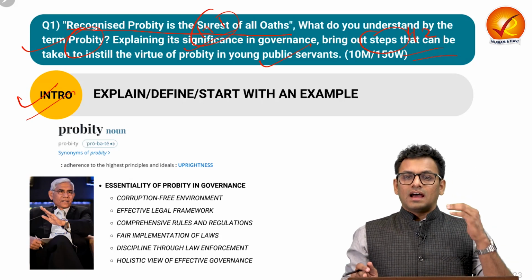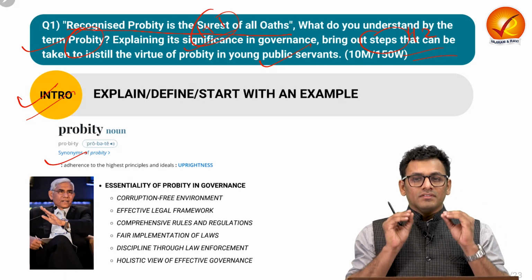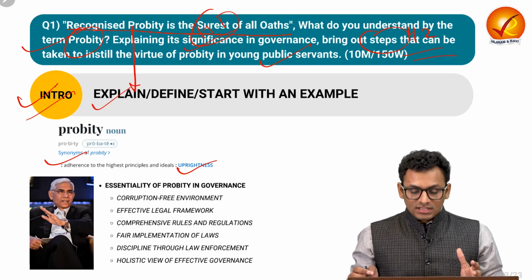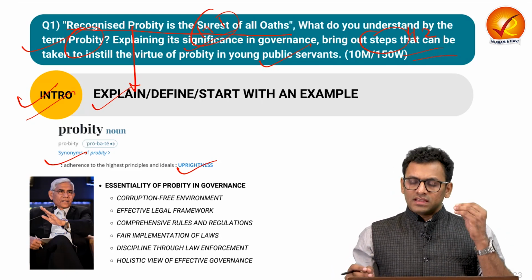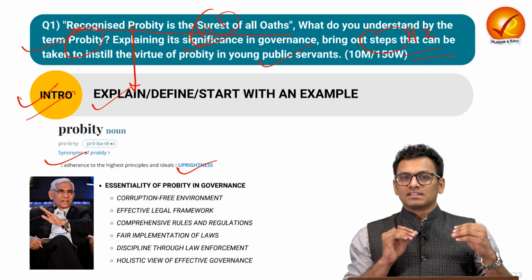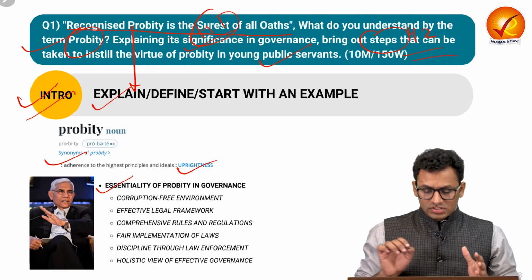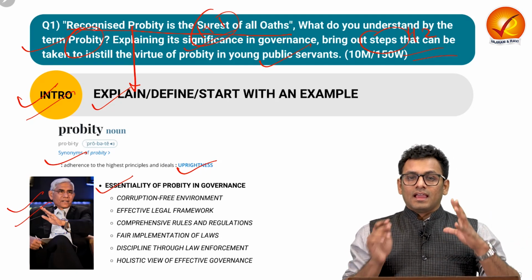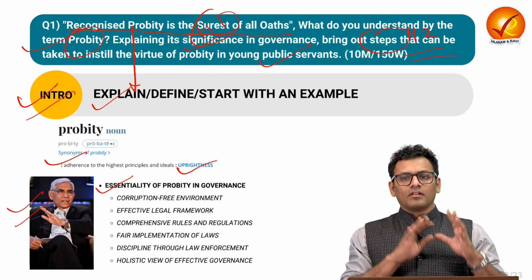In the introduction, you can either define the term probity, which is adherence to the highest principles and ideals, which translates into uprightness. You can also explain the quote as in recognized probity is surest of all oaths. We might take a lot of different kinds of oath, but if we have recognized that a person is having probity, then we do not need to take any kind of oath with respect to their responsibility and accountability. However, we also can write certain examples, like you can talk about ex-CAG Vinod Rai, and how he ensured that there is an element of probity in the governance as well as in the functioning of the entire CAG.